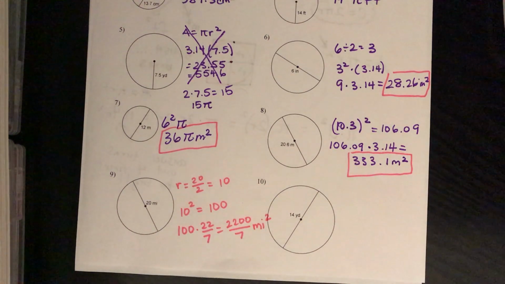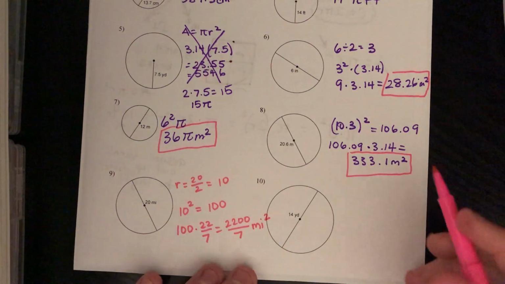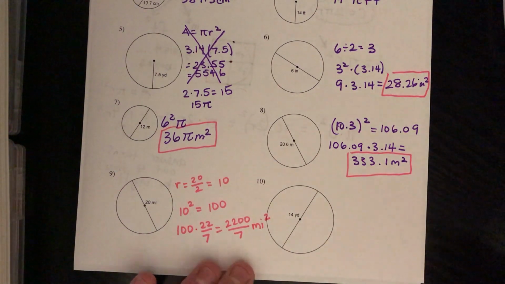That's a humongous circle. It's like 300 miles squared. That's huge, like the size of a state or a county probably.